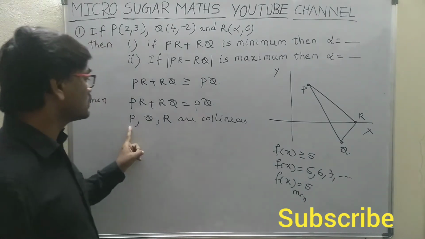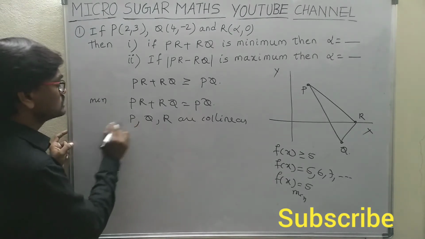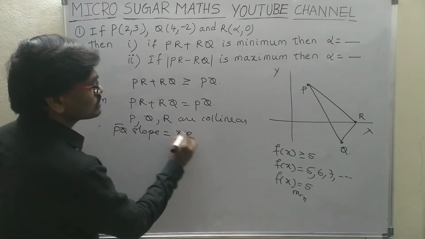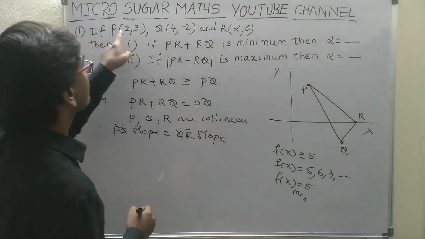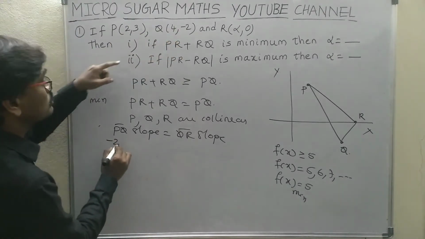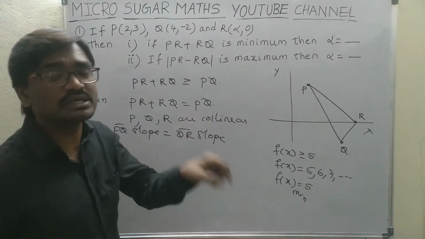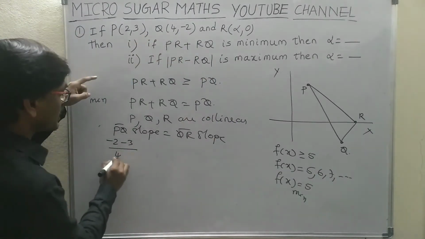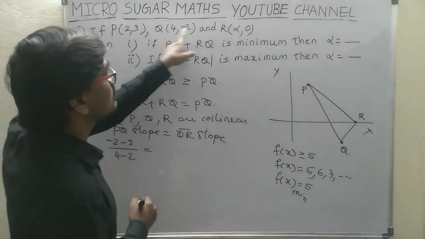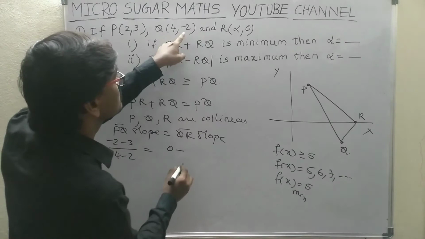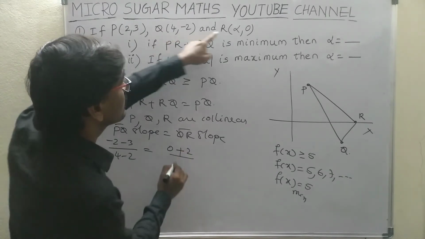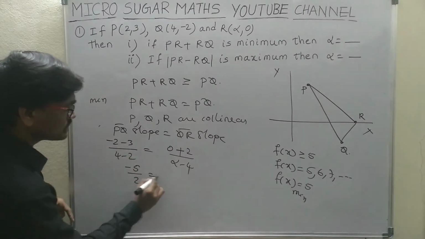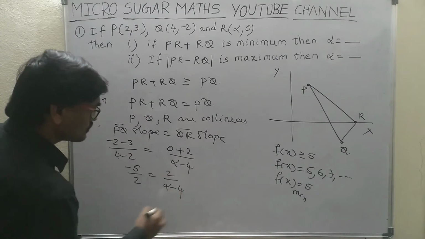Now students, find out the PQ slope. PQ slope is equal to QR slope. Now what is the PQ slope? The PQ slope is minus 2, using the formula (y2 minus y1) by (x2 minus x1): (minus 2 minus 3) by (4 minus 2), which is equal to the QR slope, (0 minus of minus 2) by (alpha minus 4). Now students, minus 5 by 2 is equal to 2 by alpha minus 4.